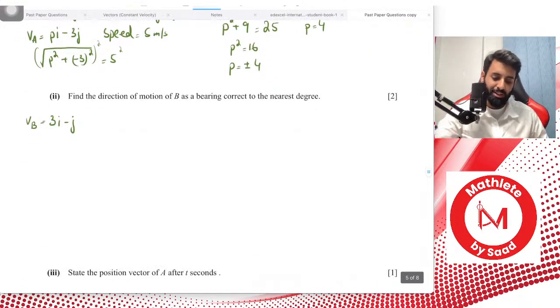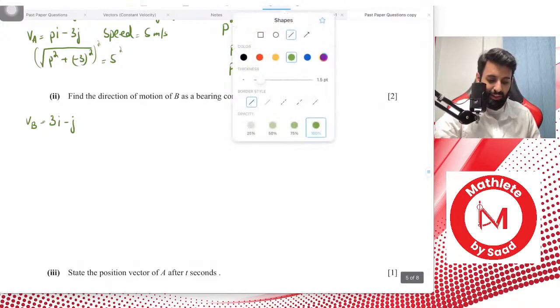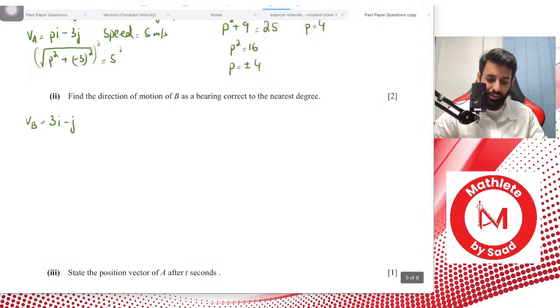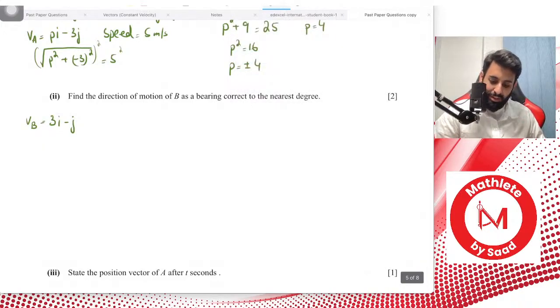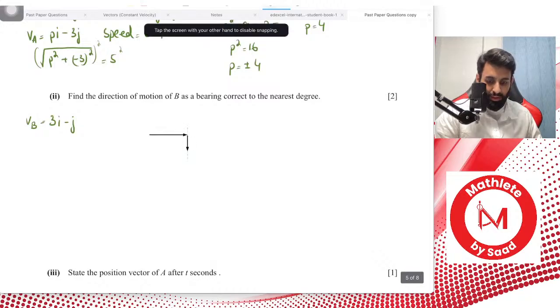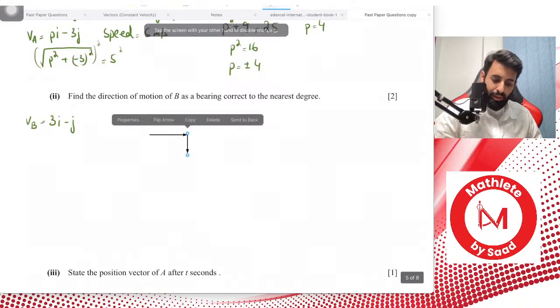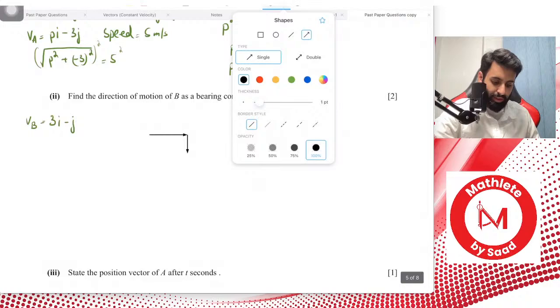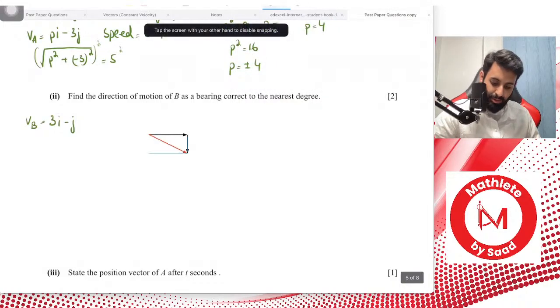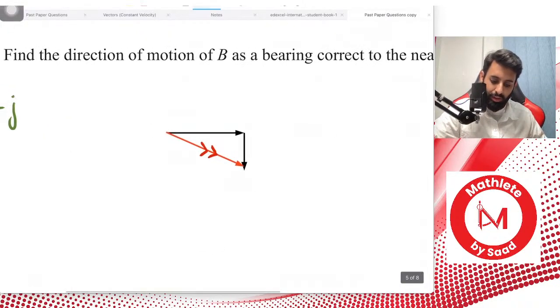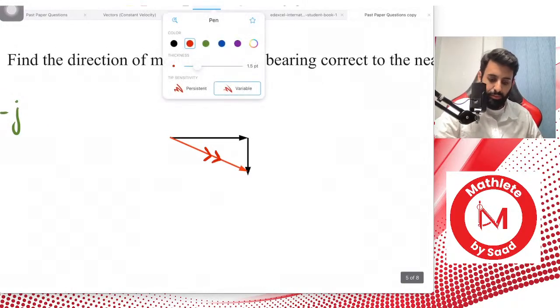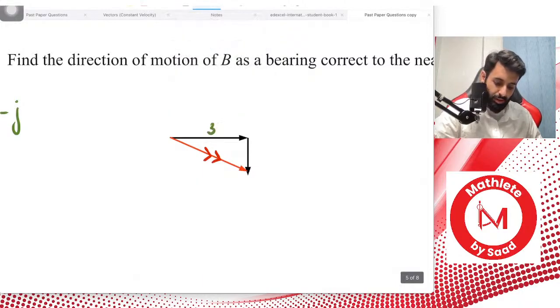Yeah, use a diagram. So let's start with the diagram. Notice how the question says 3i minus j. How do we incorporate that in a diagram? That means it's moving 3 units to the right, and minus j means it's moving 1 unit down. So altogether, the object is actually moving in the direction of the red arrow. This is the direction in which the object is moving. Here we'll have to use trigonometry. This is 3 and this is 1.